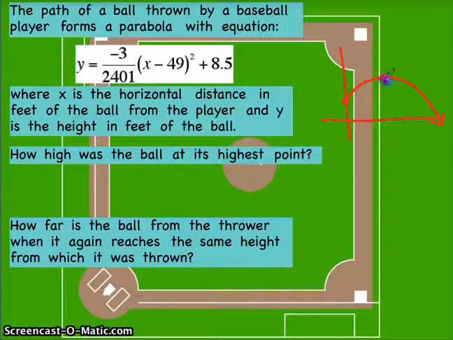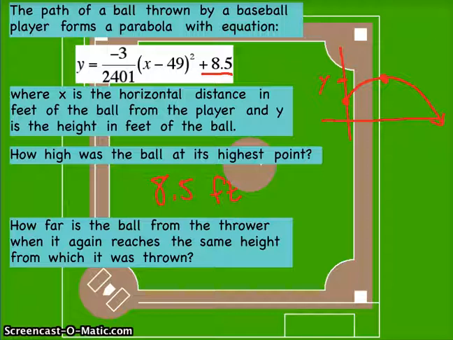Well, remember the highest point is basically the vertex. So if we can identify the y coordinate of the vertex, the highest coordinate, we can find that point. And since we are adding 8.5 on the outside of our equation, I would say the highest we ever go is 8.5 feet.